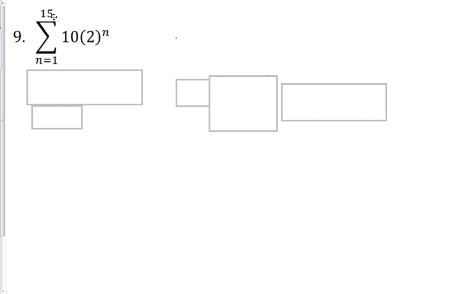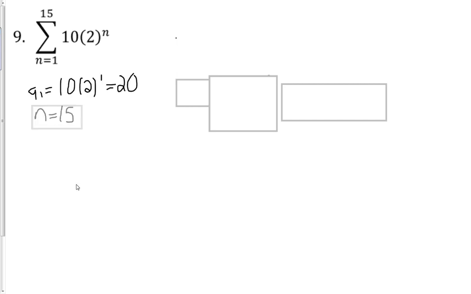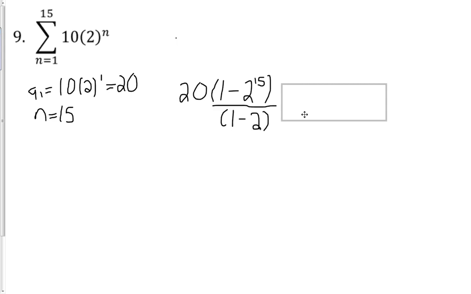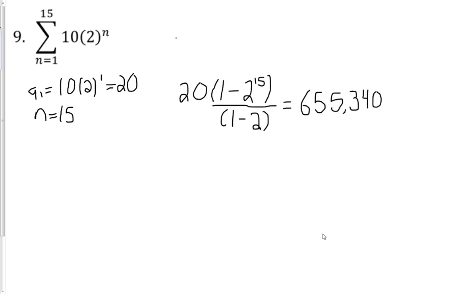We've got terms 1 through 15 of 10 times 2 to the n. Okay, so 2 is the base, but we need the first term. So plugging in 1, 10 times 2 to the 1 is 20. So there's our first term. 1 through 15 tells us n is 15, and now I'm ready to go. 20 times 1 minus 2 to the 15 over 1 minus 2 gives us 655,340. A lot less work than the arithmetic one if you've seen that video, because we need less information and we usually don't have to do as much work to find that information.